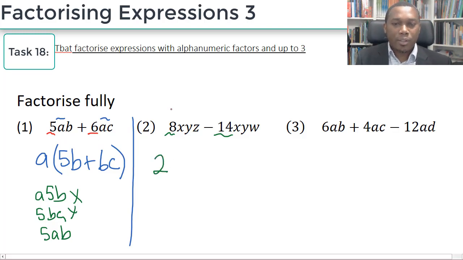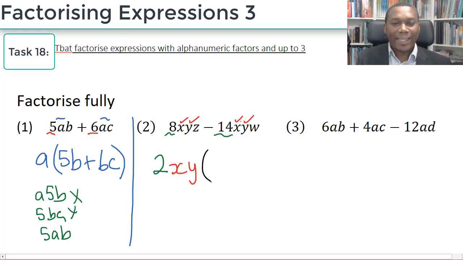Now for the letters, do they have an X in common? Tick, tick. There is an X in common. X is going to come out. Do they have a Y in common? Tick, tick. Y is in common. It's a common factor. It comes out. Do they have a Z in common? No. Do they have a W in common? No. The highest common factor is 2XY.